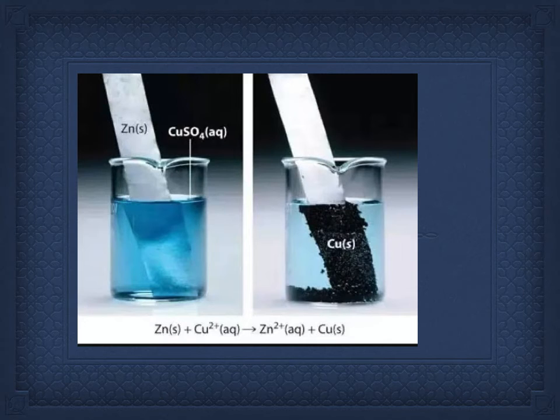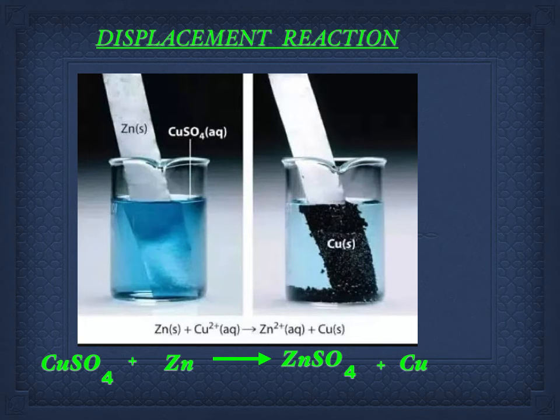So the reaction in which the place of the ion of a less reactive element in a compound is taken by another more reactive element by formation of its own ions is called displacement reaction. So, zinc displaces copper from copper sulfate, hence zinc sulfate is formed.